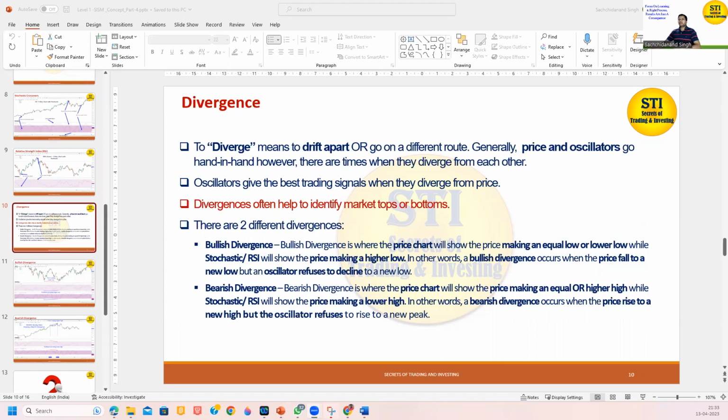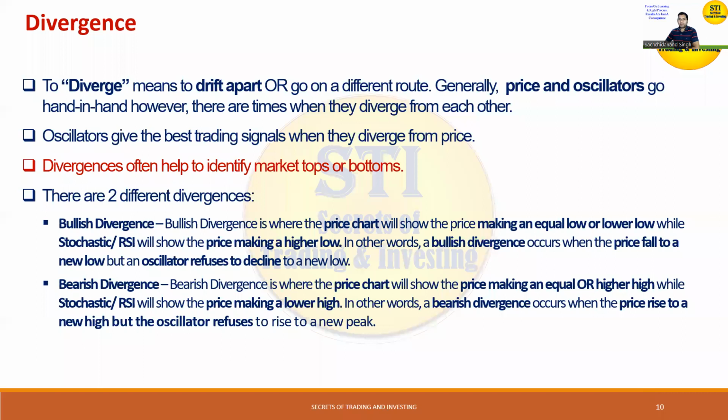So hello everyone. Today we are going to learn about another fantastic and very useful concept called divergences. In this concept, we are going to learn about another conviction, which is going to suggest to us the potential reversal of the patterns.